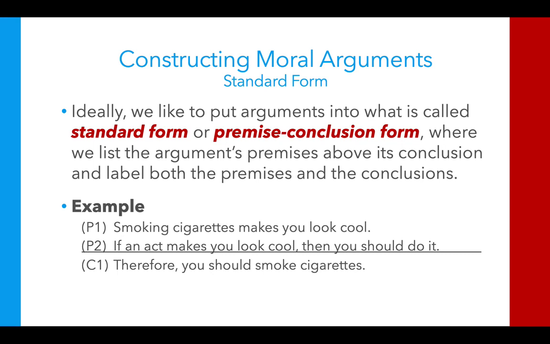Now, one thing we might need to do at some point is figure out what conclusion we are trying to argue for, or what conclusion someone else is trying to argue for. The conclusion is the thing that they're trying to convince us of. For the argument we just looked at, that is that we should smoke cigarettes. The other things that are given as reasons to accept that conclusion are what I've listed here as premise 1 and premise 2. So smoking cigarettes makes you look cool. If something makes you look cool, you should do it.